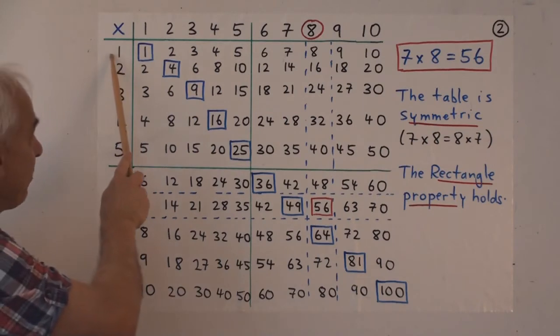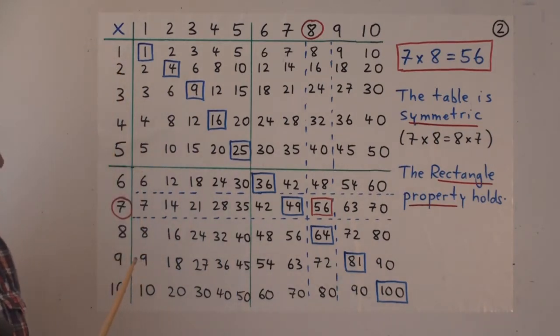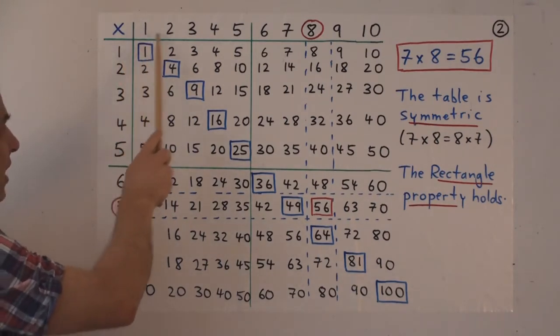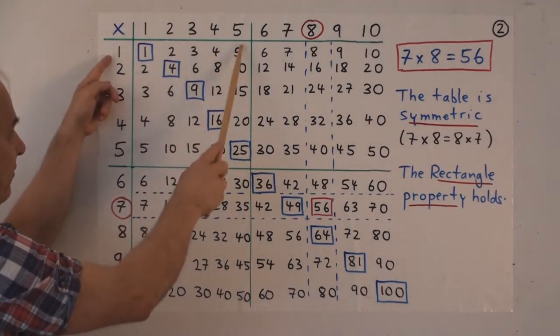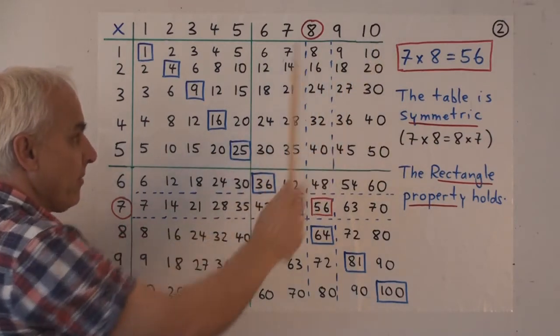So the first row is the simplest. Multiplying by 1 is very simple. 1 times 1 is 1, 1 times 2 is 2, 1 times 3 is 3, 1 times 4 is 4, 1 times 5 is 5, and so on, up to 1 times 10 is 10.